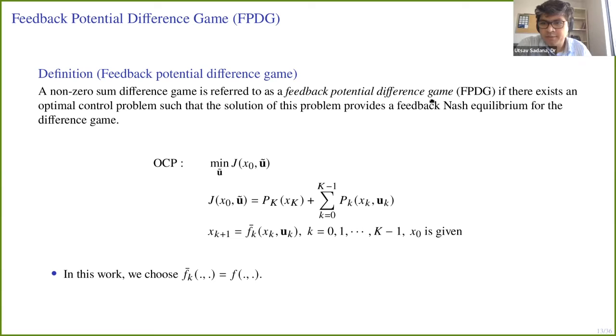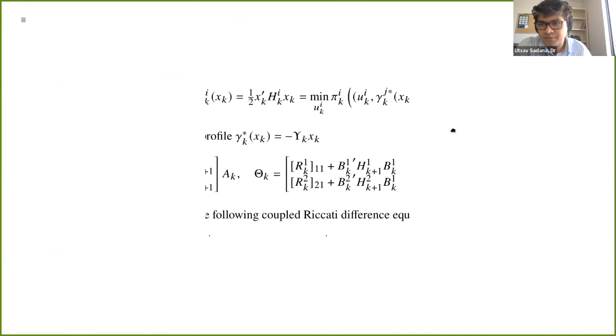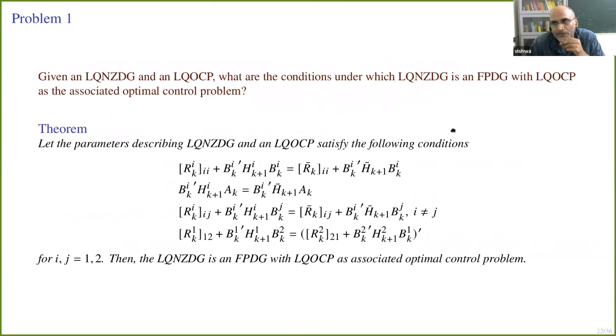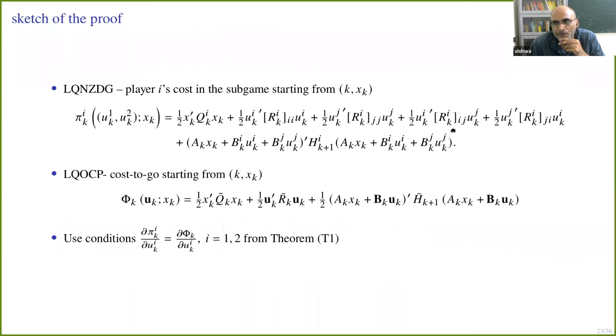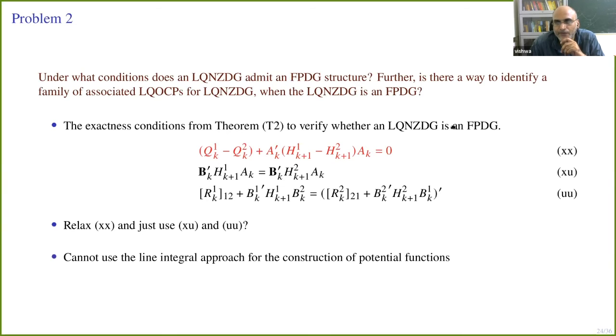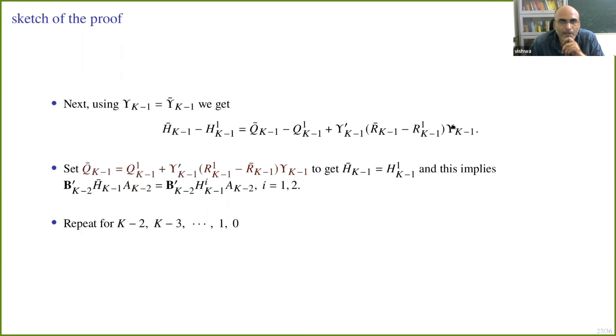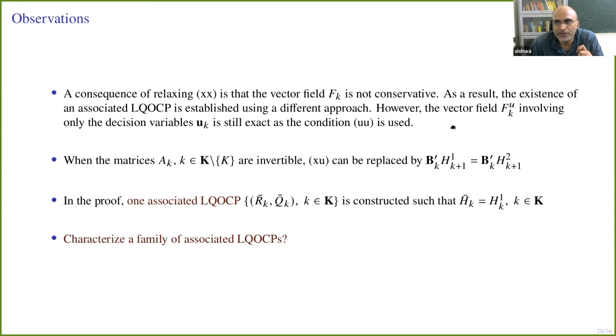Because this is an optimal control problem, right? That's why it's a potential game, because this OCP is not a game problem; it's a control problem, right? Yes. And also, by definition, all symmetric linear quadratic difference games are potential. They all are. Yes, all of them. Thank you. We can show that basically.